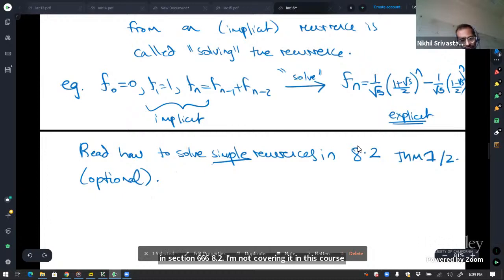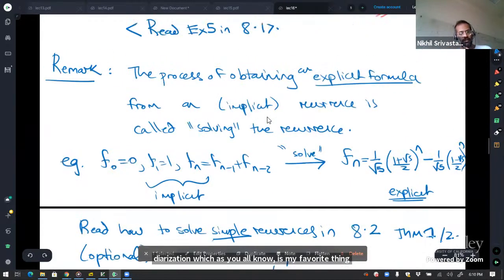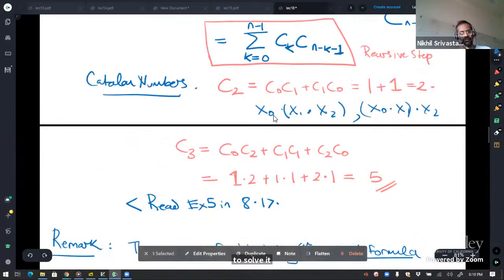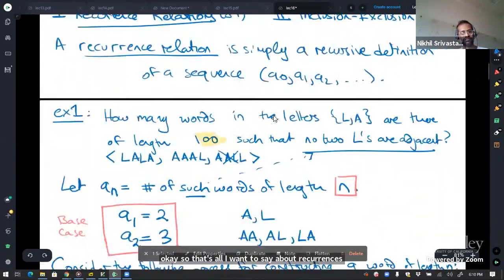If you really want to learn how to do it in detail, take Math 54 or Math 185. And the key word, if you took Math 54 with me, is diagonalization, which, as you all know, is my favorite thing. That's how you solve recurrences. Okay, so that's all I want to say about recurrences and recursive definitions for solving these counting problems.